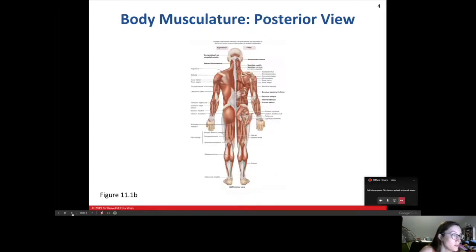This is the anterior view. This is going to be our posterior view. You need to know, once again, most of the superficial and a few of the deep. But we're going to skip over a lot of the deep muscles of the back and the neck.